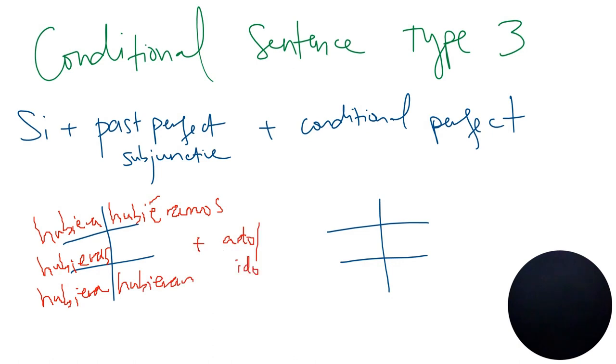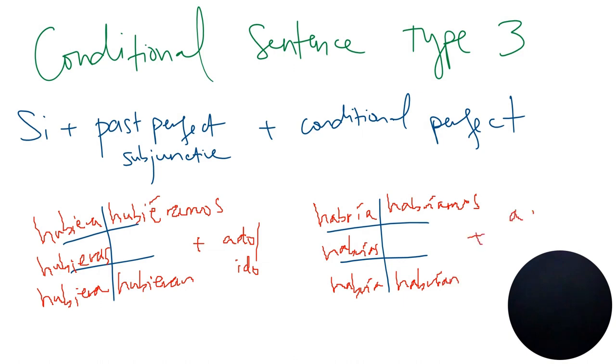The other part of your sentence is going to be the conditional perfect. So remember, we just did that. The conditional of haber is habría, habrías, habría, habríamos, and habrían. That looks crazy. Sorry. And again, it's followed by ado or ido, which is the past participle, unless the past participle is irregular, obviously.